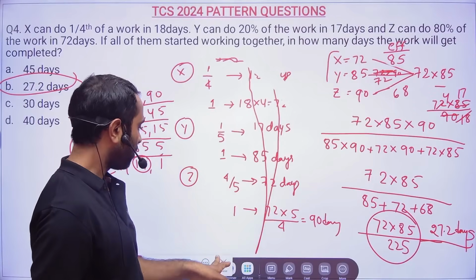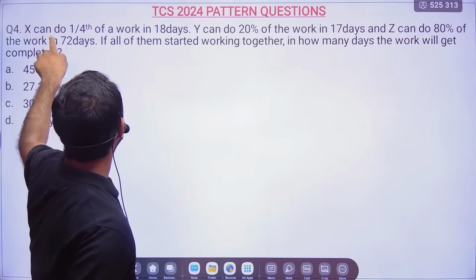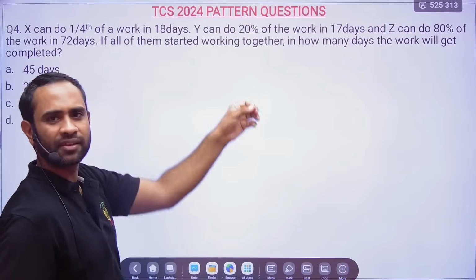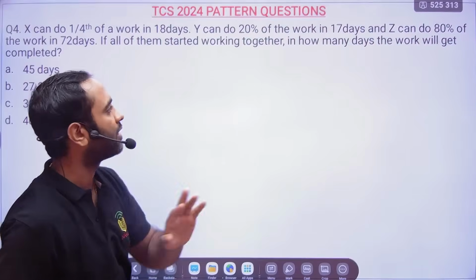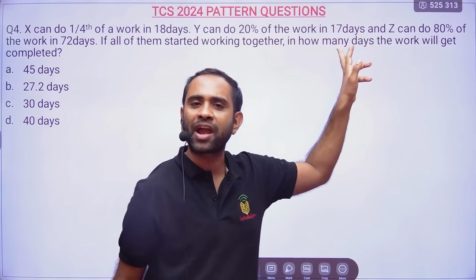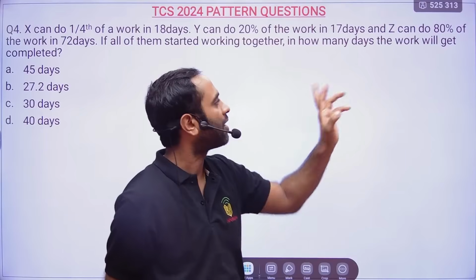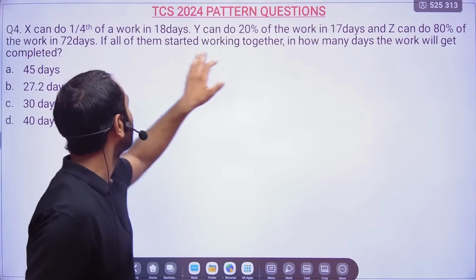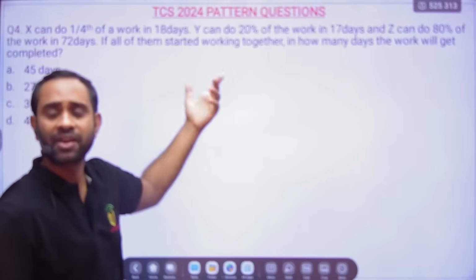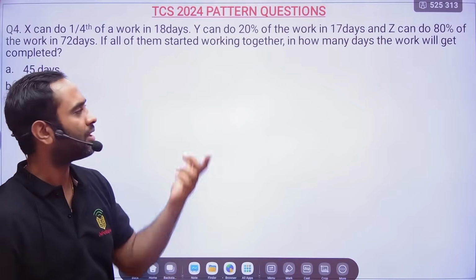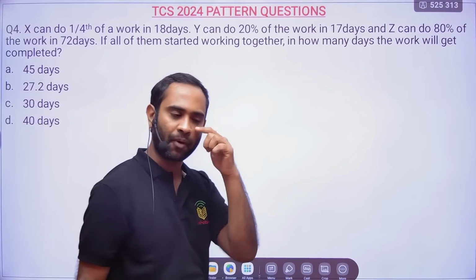See, directly here you would have written 1 by 4 in 18 days. That means 1 work in 18 into 4, 72. 20%, 1 by 5 work in 17 days, so 1 work in 85 days. 80%, 4 by 5 in 72 days, so 72 into 5 by 4, 90 days. And then you would have easily calculated with the help of a calculator.